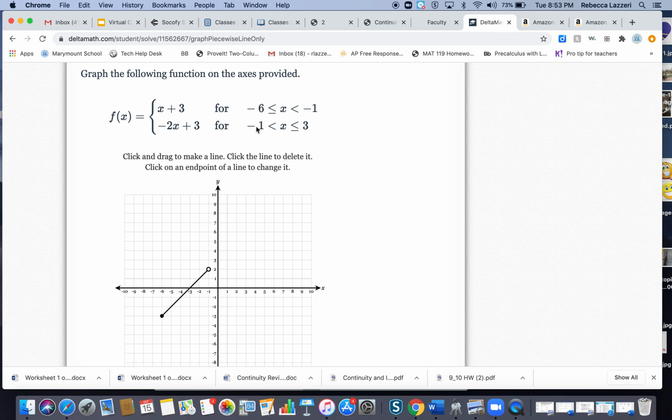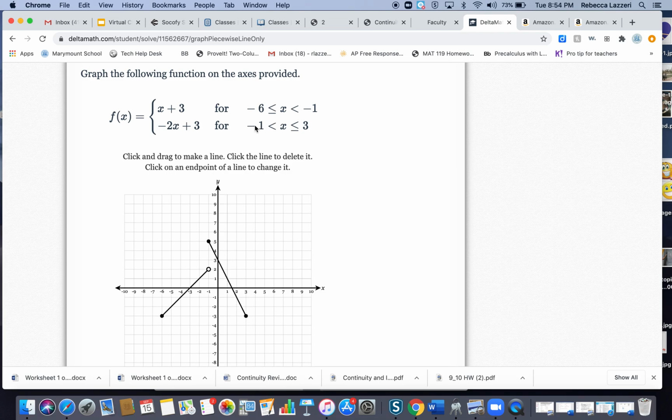Then I pick up here at negative 1, and if I fill in negative 1 right here, I get negative 1, 5. So it picks up here at (-1, 5), and then I end up at, I'm going to fill in 3. This will tell me what my y equals during this piece. If I fill in 3, I get negative 3. So I'm going to go from (-1, 5) to (3, -3).